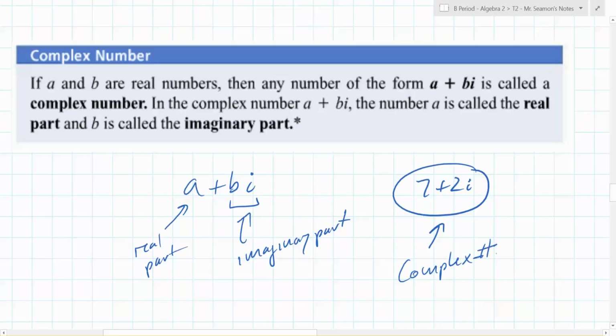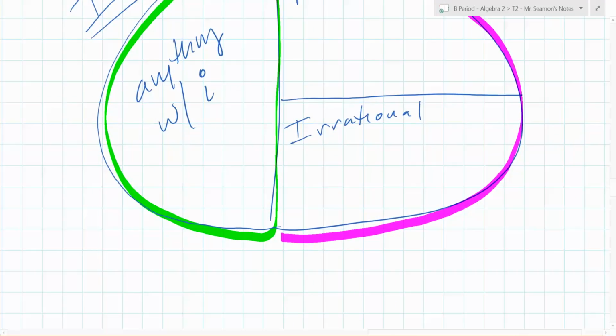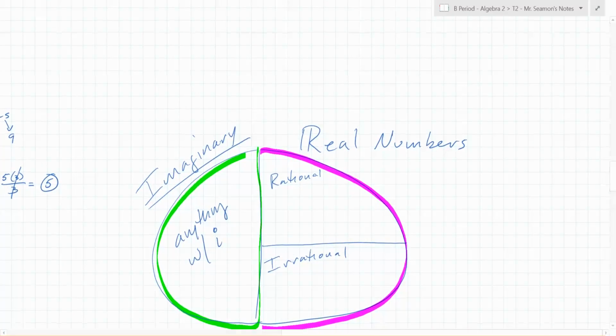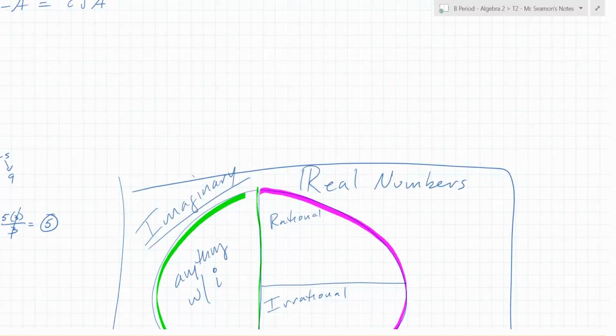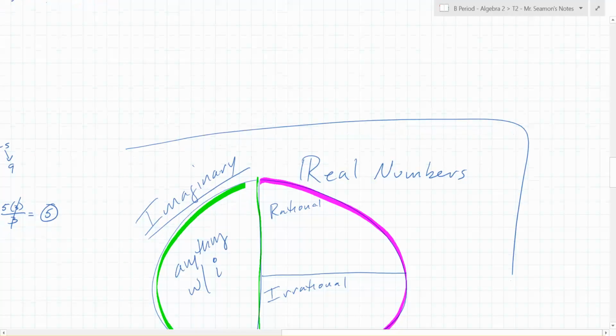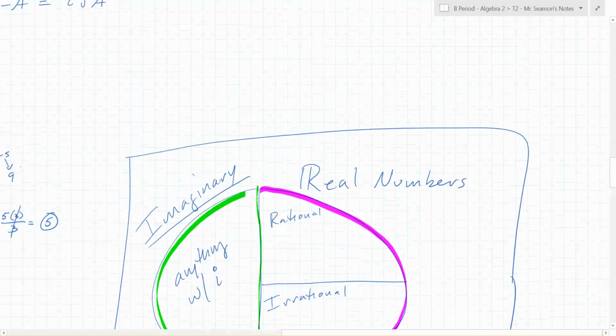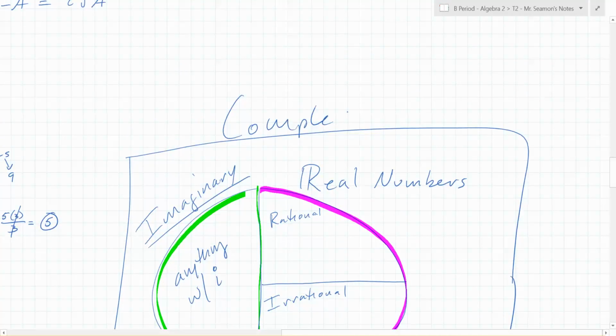It's a complex number. What type of complex number is it? Why is it imaginary? It has 2i. It has an i in it, exactly. So what do you get when you add the imaginary numbers and the real numbers together? Complex. The whole set is called that name. I just put it up there. This whole set right here is called the complex numbers.